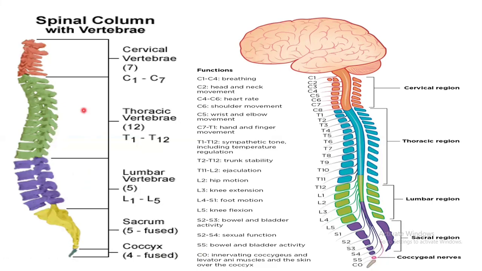The final part is the coccyx. The coccyx innervates the nerves for the tailbone region. It innervates the coccygeus and levator ani muscles, and the skin over the coccyx.